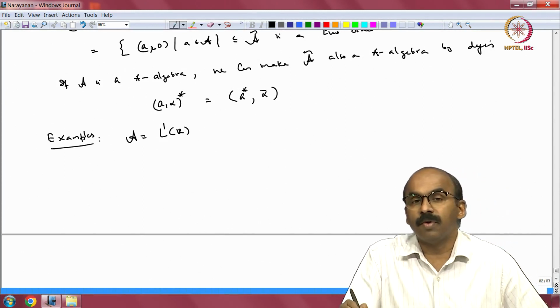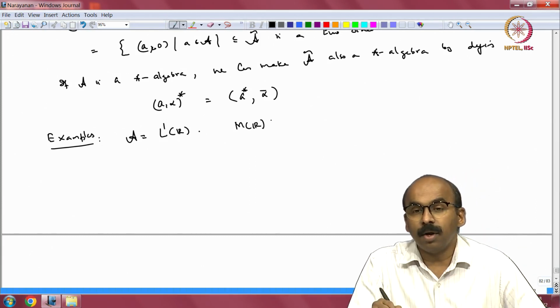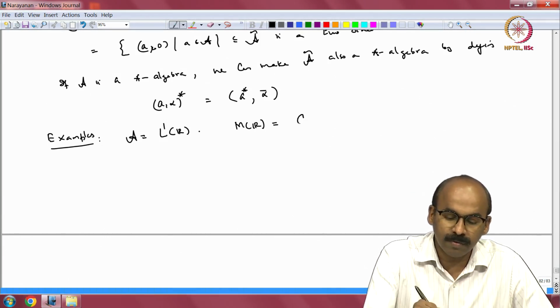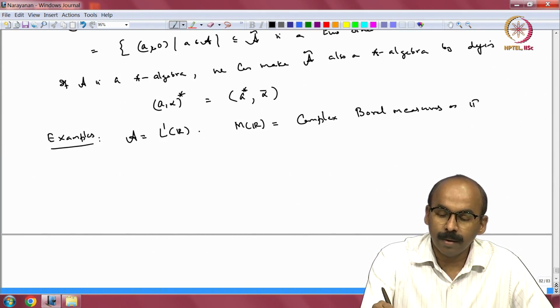So, in the case of L1 of R, we can look at M of R. So, what is M of R? These are all complex Borel measures on R. So, this is the space of complex Borel measures on R.